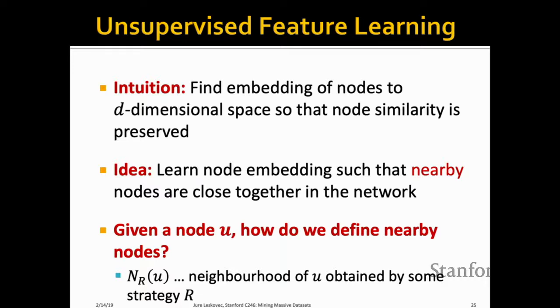So given a node U, how do we define nearby? We will define this notion of a neighborhood. We will say, let N of U be a neighborhood of node U obtained by some strategy R. R is unspecified, but the idea is I take a node U and I ask, what does the network neighborhood of U look like? Who is in the network neighborhood?